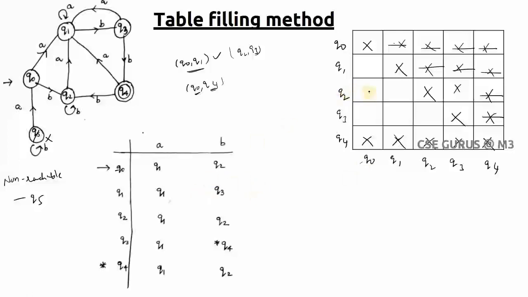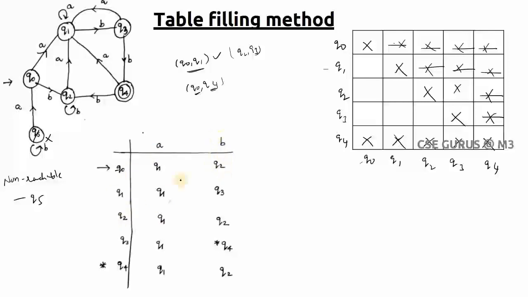Now the second one, you can observe, I'm coming from here, then here, then here, like this, whichever are not marked. So coming to here, this is the Q0, Q2 cell. Q0, Q2: you can see Q0 to A is Q1, Q2 to A is Q1, both are equal, ignore.